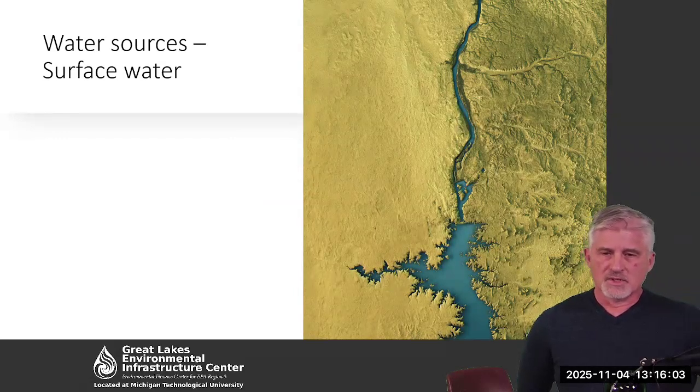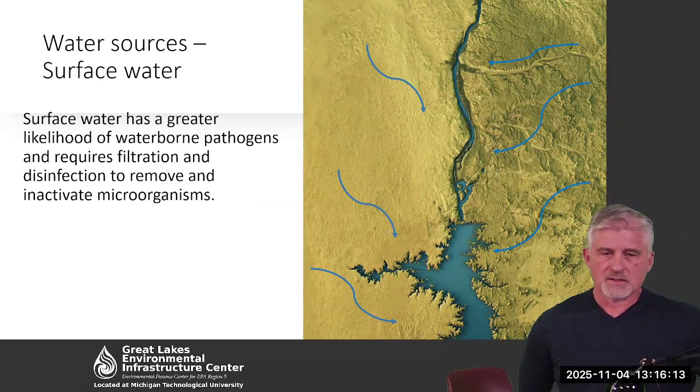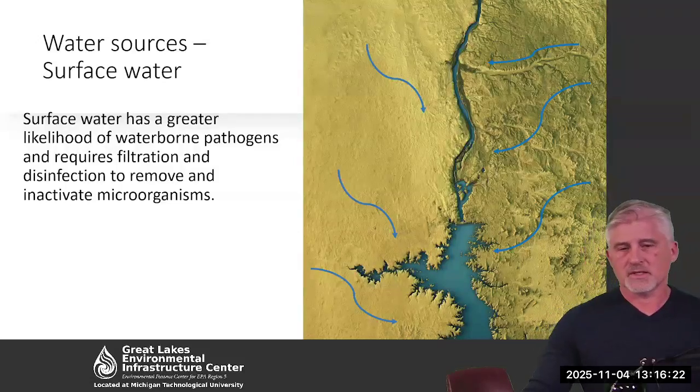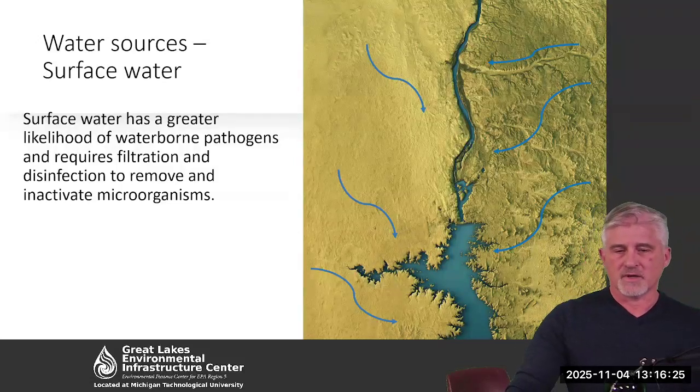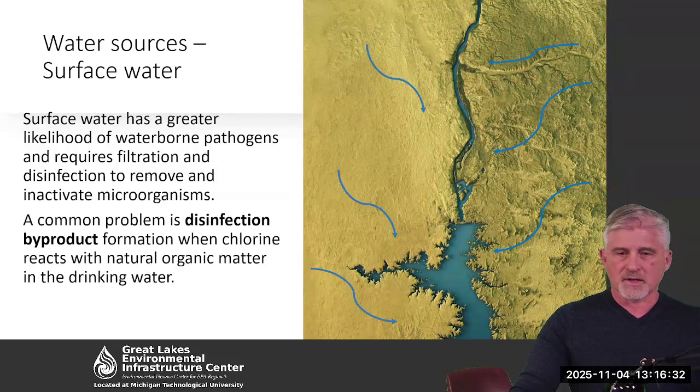So as we see, we've got water sources. Surface water is subject to all this runoff from across the ground and into our water body, and as such, we need to make sure that we filter and we disinfect. We want to make sure that we kill off any microorganisms that the water may have picked up as it traveled across the land, and any organics that it picks up.